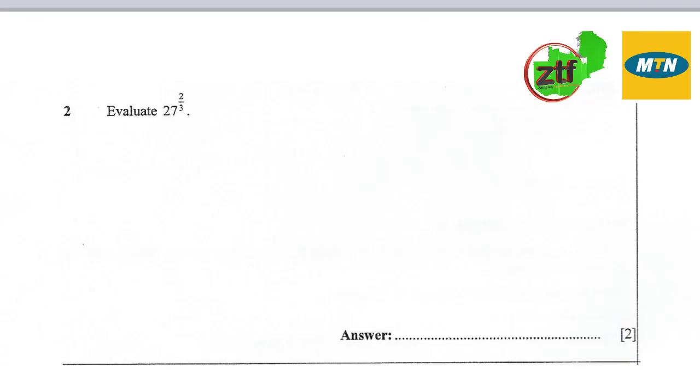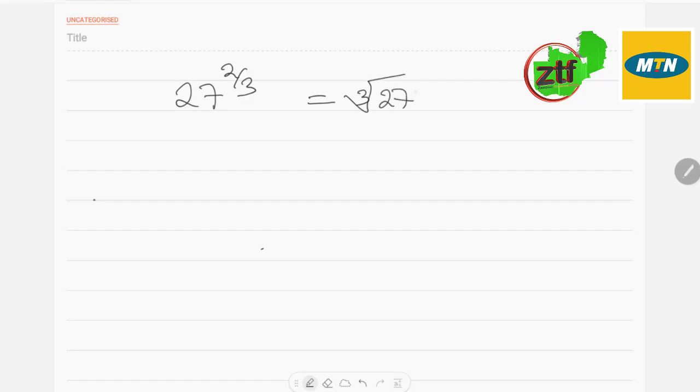The question reads, evaluate 27 raised to power 2 over 3. So from the basic rules of indices that we've just revised together, this means that it's the same as the cube root of 27, then you raise it to power what? To power 2. The cube root of 27, you raise it to power 2, so not power 3. That is the meaning of this question which we've been asked to find.